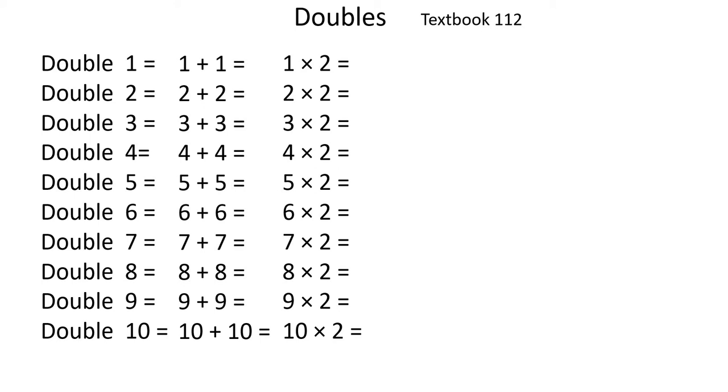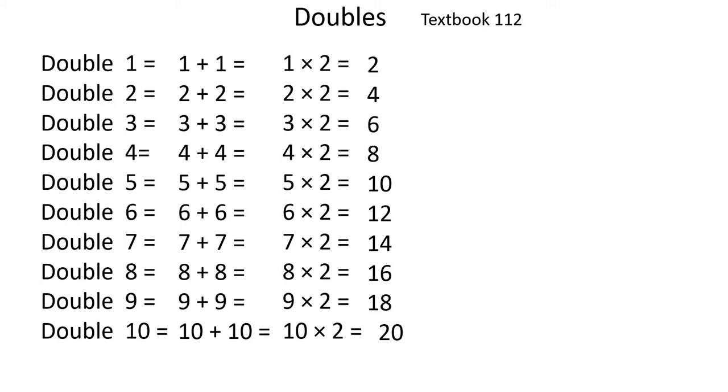So from now on, if you see it in different ways, you can understand that this is the same idea or the same concept, which is double, which is repeating the same number again two times. Okay, so the answers, you just repeat each number. Over here, double one is two, double two is four, double three is six, double six is 12, double eight is 16, and so on.